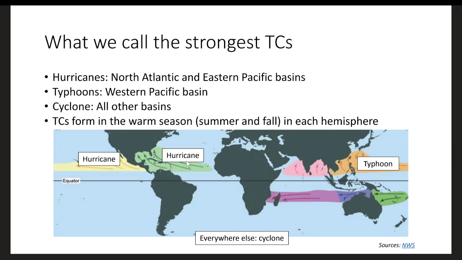So they have different naming conventions based on where they are, but these words all mean the same thing. In the North Atlantic and Eastern Pacific basins right here, they're both called hurricanes. In the Western Pacific Basin, they're called typhoons. And then in all of these other basins, they're just called a cyclone. But they all mean the same thing. And tropical cyclones form in the warm season, the summer and fall, in each hemisphere. So it's going to be opposite season for the southern hemisphere storms than it is for the northern hemisphere.